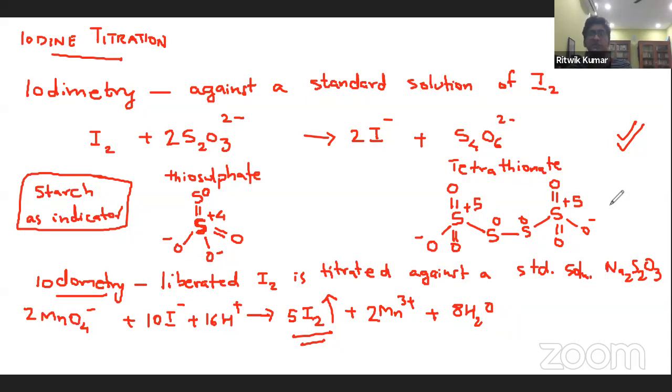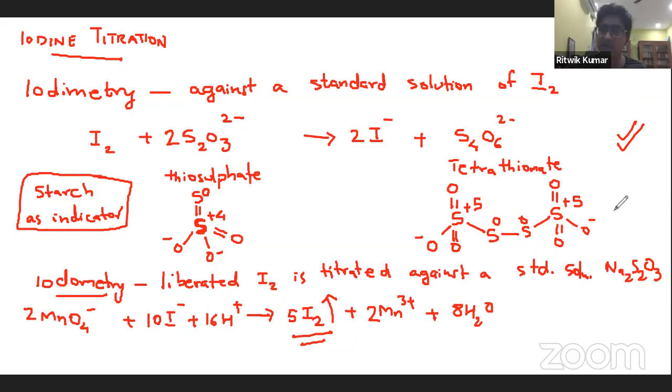Iodimetry is just titration of some reagent, usually thiosulfate, against a standard solution of iodine. Iodometry is when you have done a reaction with an iodide source, thus liberating some iodine. This iodine is then titrated against a standard solution of sodium thiosulfate. When you do this titration, you'll find out how much iodine has been liberated, based on how much thiosulfate was utilized from the burette. Then you'll back calculate to understand how much iodide is there in the solution initially and find out the strength of that iodide solution.